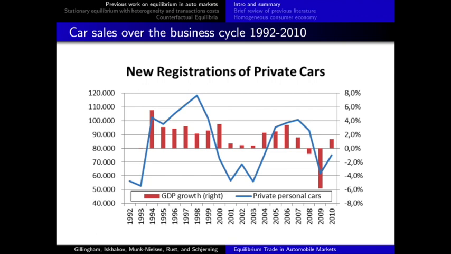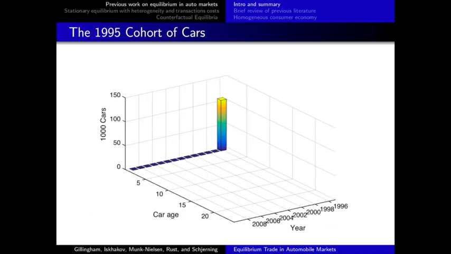Okay, now this new registration of private cars, the procyclicality of that, well, that's just the new cars. But a car is really a durable good. So if someone buys a new car in, say, 1998, it's going to be one year older in the year after. So that wave is going to travel through the distribution. So let's just take a look at that.